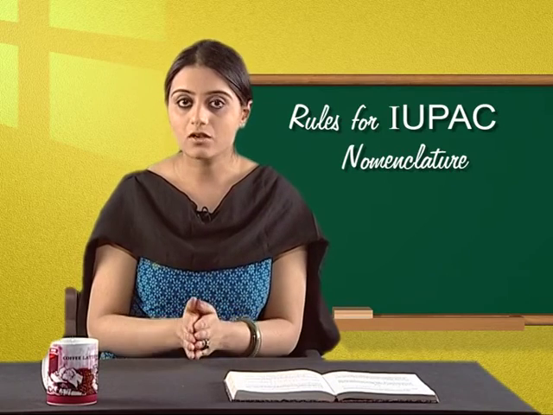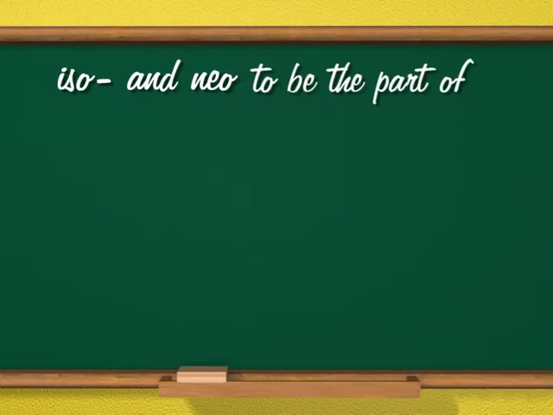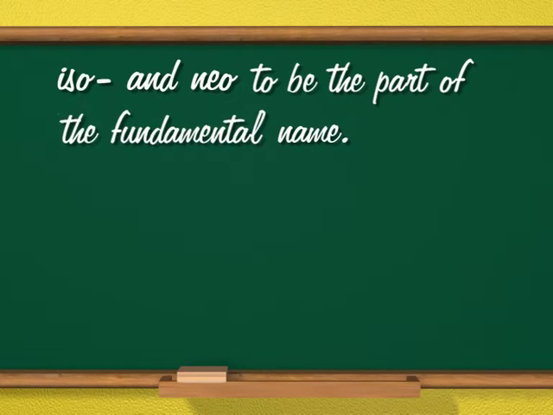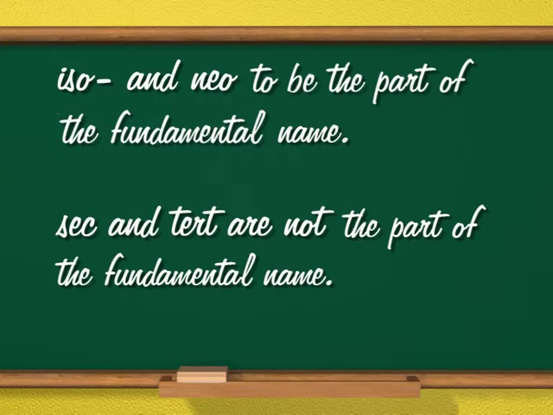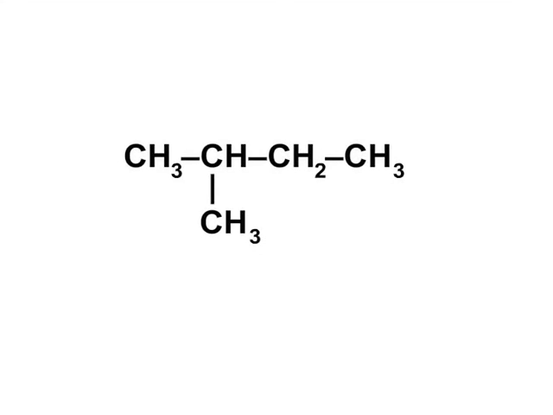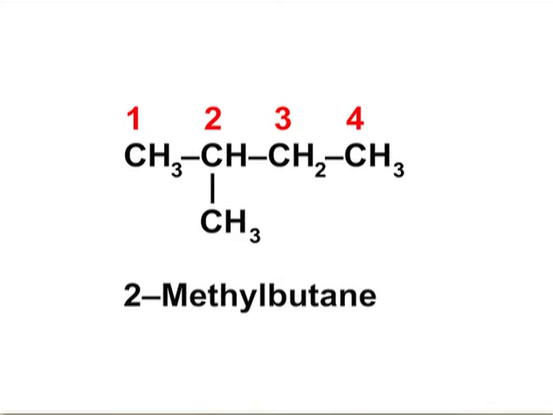In alphabetical order, the prefixes iso and neo are considered to be part of the fundamental name of the alkyl group. The prefixes secondary and tertiary are not considered to be part of the fundamental name. When only one alkyl group is present, it is named as 2-methylbutane.